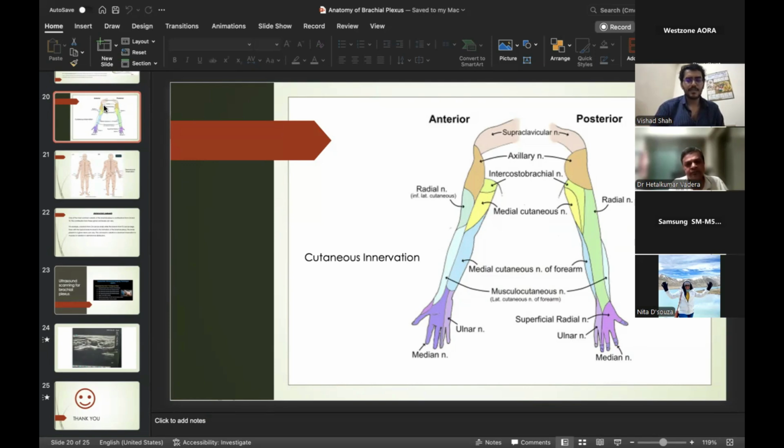Vishal: Sir, superficial cervical plexus. When it is in the lateral part, it is a supraclavicular block or interscalene along with the superficial cervical plexus block. Anything else?